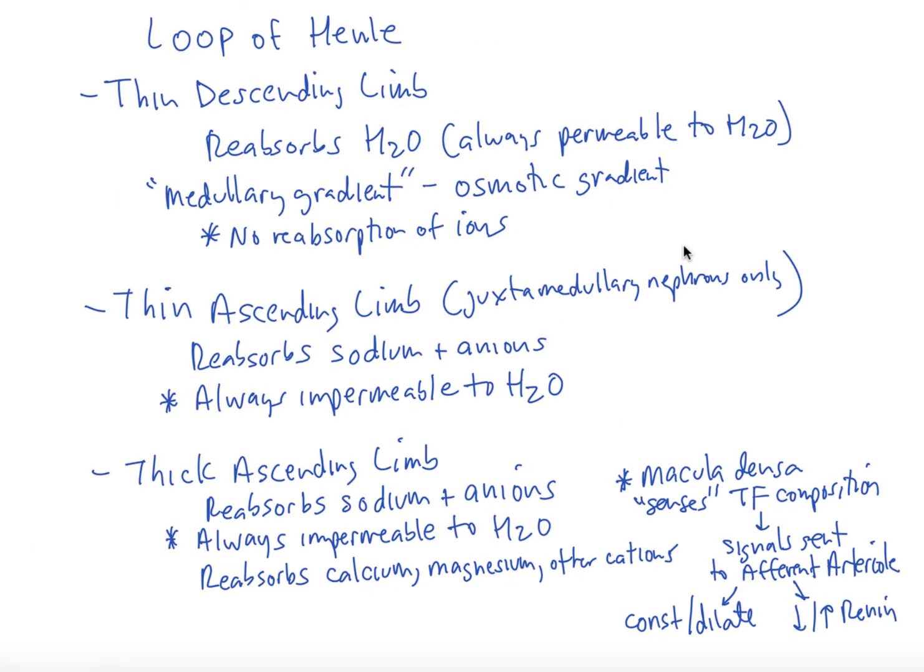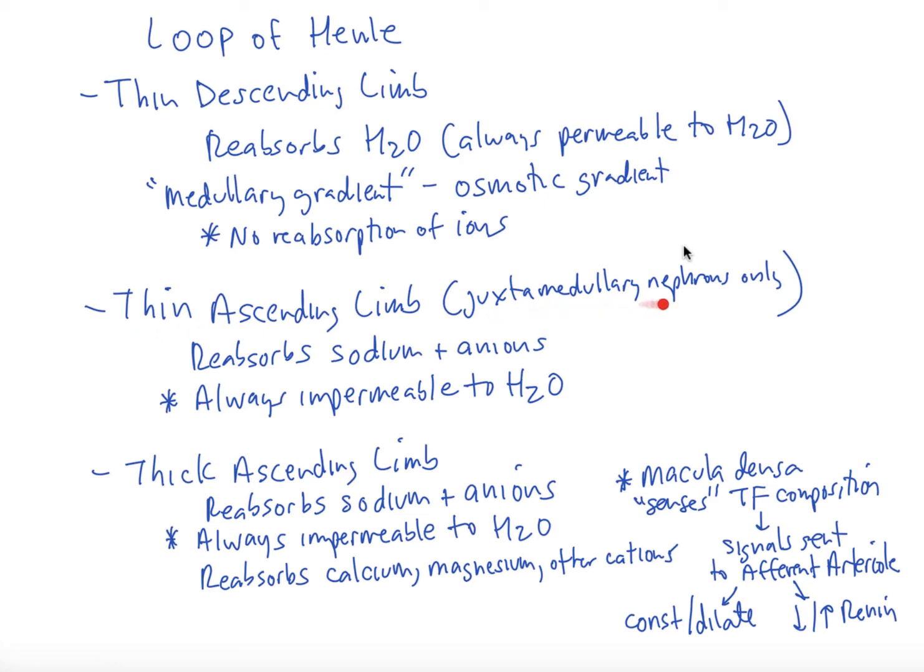If we look at the loop of Henle, which is made up of a descending limb and ascending limb, we start with the thin descending limb, which reabsorbs water. It's always permeable to water, and that water reabsorption is dictated by the medullary gradient. As you go down into the medulla, the concentration in interstitium increases of osmoles, and that drags water out of the tubular fluid, helping concentrate the urine. There's no reabsorption of any ions.